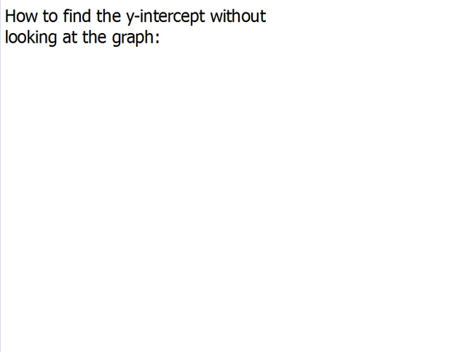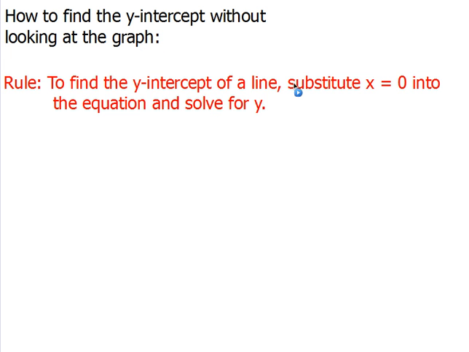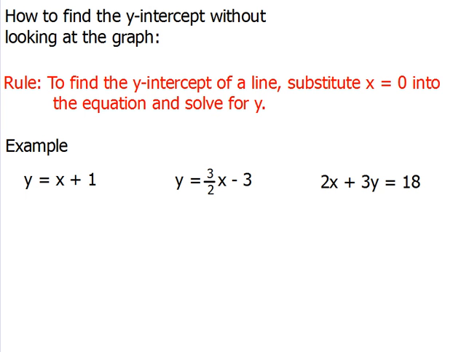Now, same thing with the x. We can find the y-intercept without looking at the graph. And all that is putting a 0 in for the x and then solving for y. So same thing here. If I had these, I'm going to put a 0 in for x and solve for y. So just putting in all these zeros.